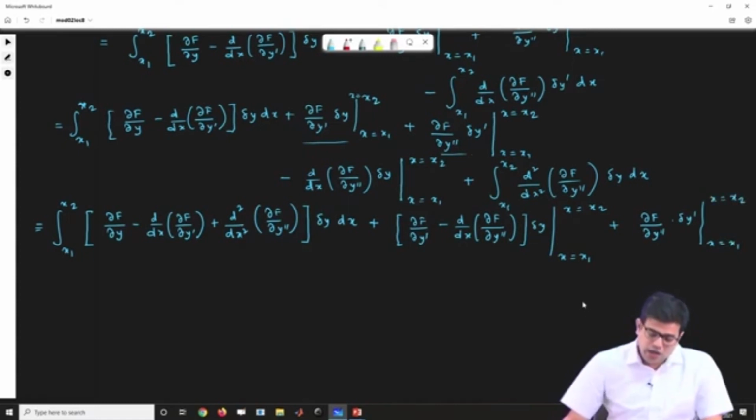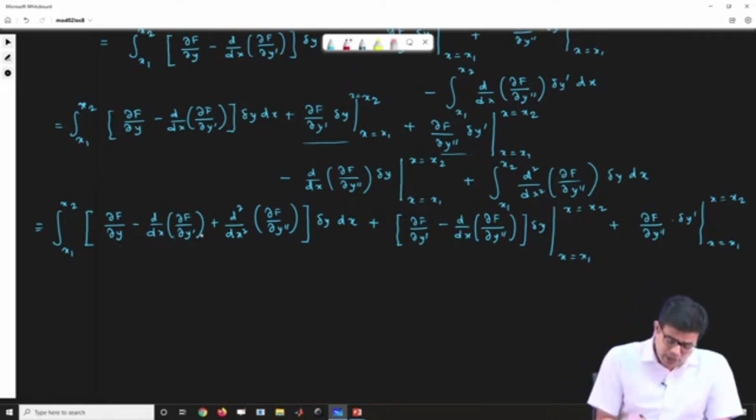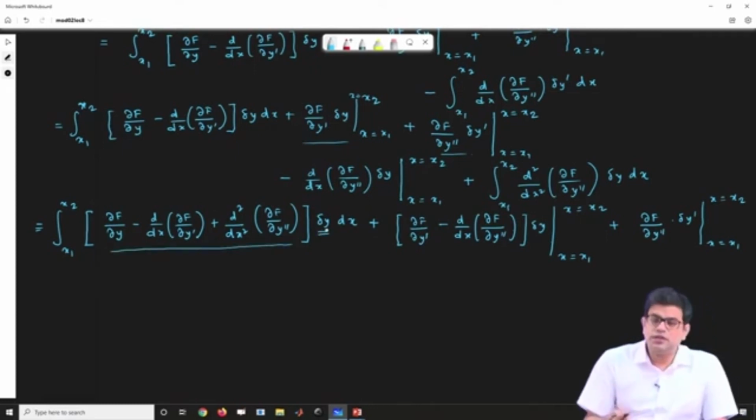Now again, δy is an arbitrary variation. Considering the arbitrariness of δy, the variation, we can say that this quantity must be 0, because 0 is a trivial solution. So, this must be 0.